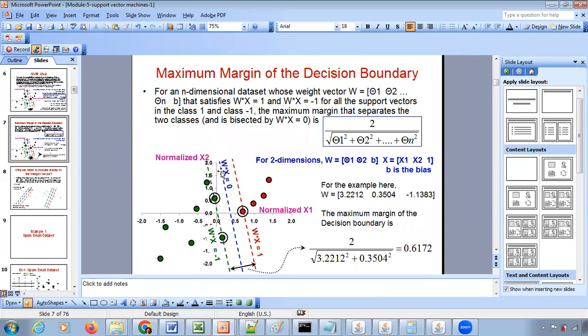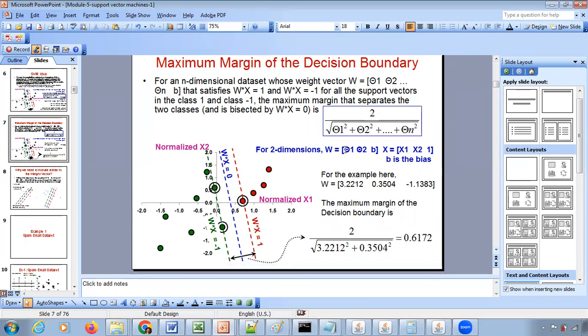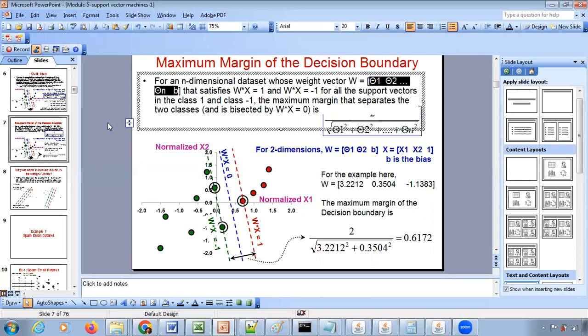So the equation for the dividing line is Wx equal to 0, and the two lines that connect the support vectors in the two classes are Wx equals 1 and Wx equals -1. The next thing that we will be interested in is the actual margin of the decision boundary that separates the two classes. So it really depends on the values of the parameters theta 1, theta 2 in the weight vector. In general, if you have n dimensions in the data set, then you're going to have parameters like theta 1, theta 2, theta 3 up to theta n, followed by b.